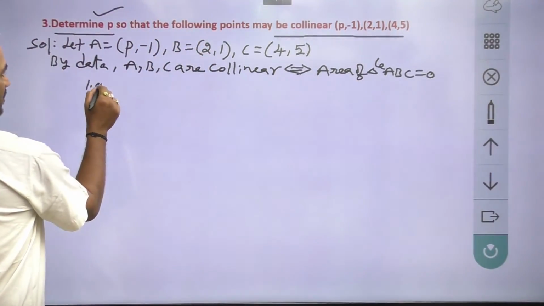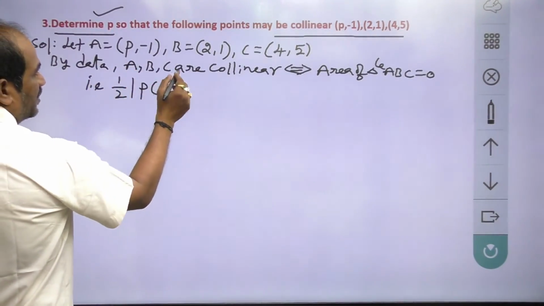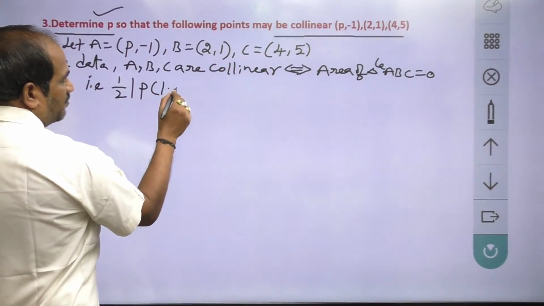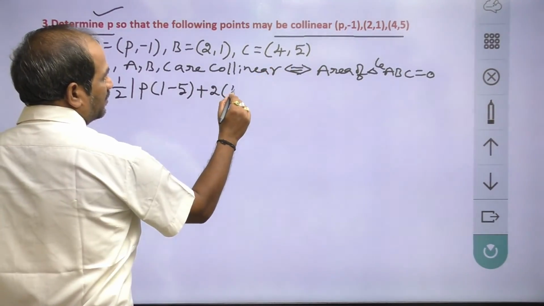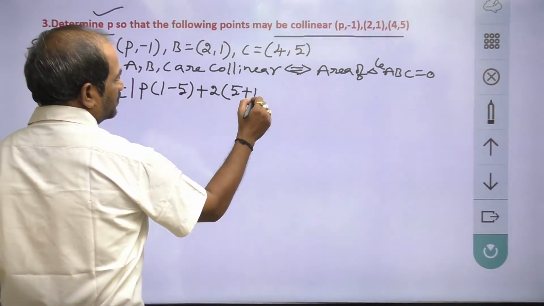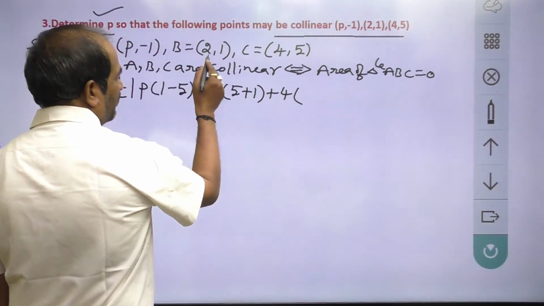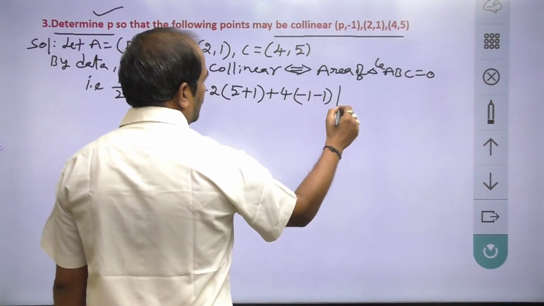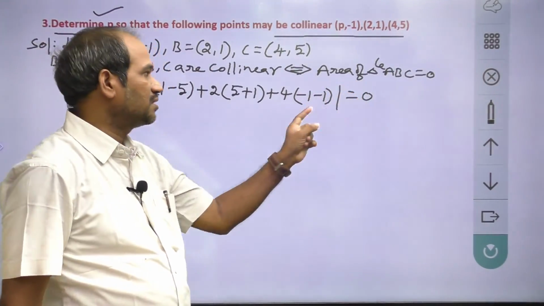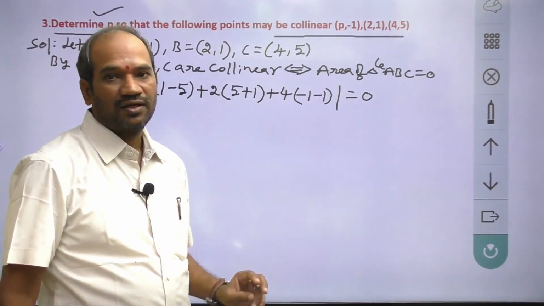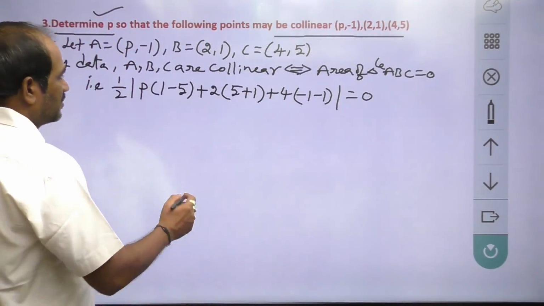Here the area of triangle formula: 1 by 2 into mod of x1 value p into (y2 minus y3), that is 1 minus 5, next plus x2 value 2 into (y3 minus y1), minus into minus plus 1, next plus x3, here 4, into (y1 minus y2), so minus 1, is equal to 0. The area of triangle ABC is 0. Now we cross multiply the 2.